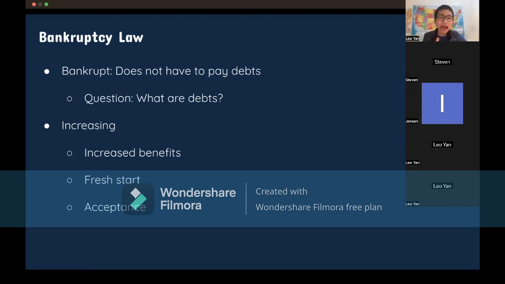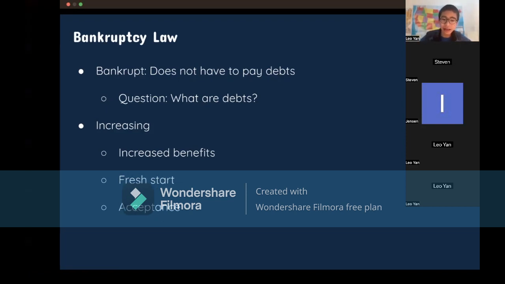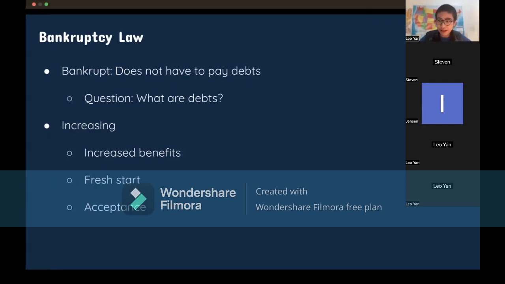But now bankruptcy has started to be viewed more as a financial tactic, where some people are actually declaring themselves bankrupt on purpose, just to gain a financial advantage. So it's been becoming less stigmatized in the last years, and it's been becoming more and more accepted.